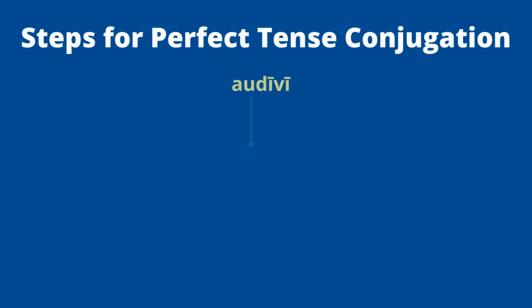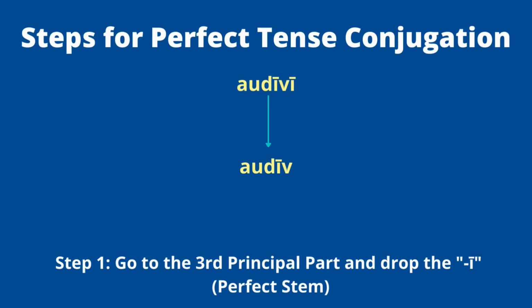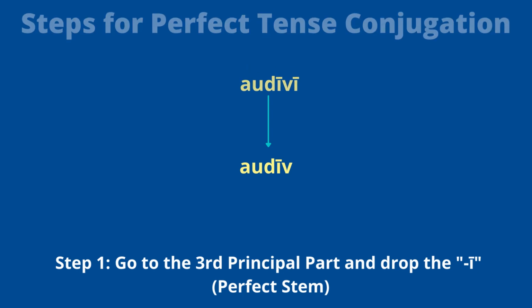Okay? So step one is to go to that third principal part and drop the long I. Okay? This is what we call the perfect stem. So if I took audivi, the third principal part of audire, and I get rid of that final long I, I have audiv as my stem. Okay? Now I'm going to take that and I'm going to really move into the perfect tense endings.